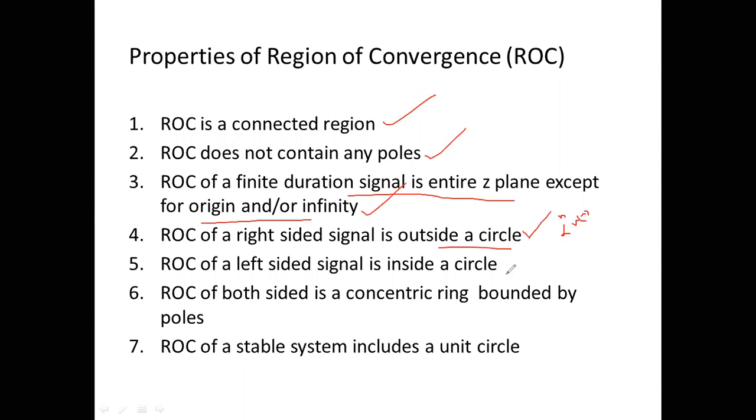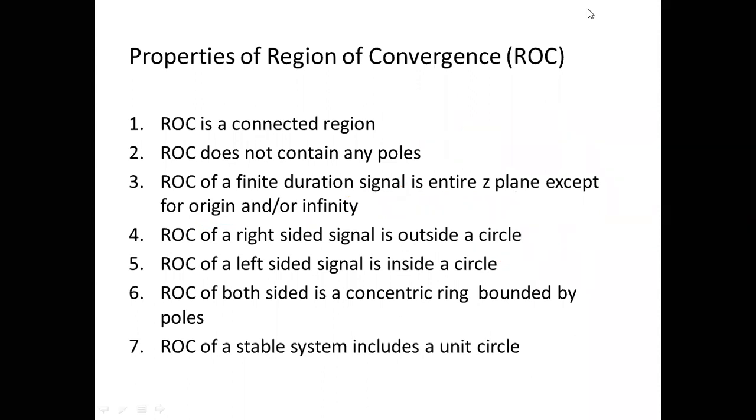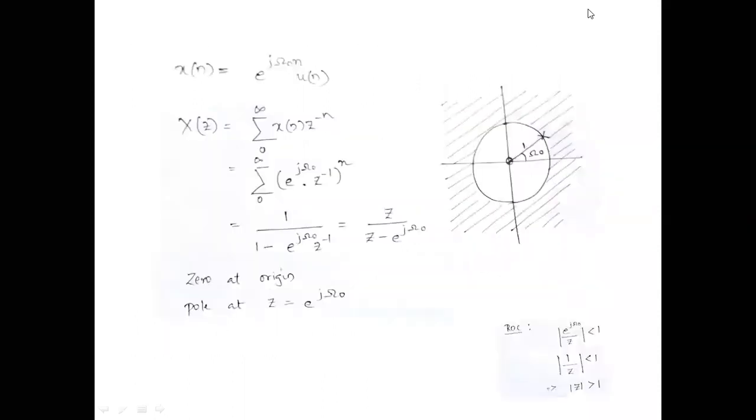ROC of a left-sided signal is inside a circle. Are we convinced with this thing? Let us see. ROC of a right-sided signal: you can see u of n, this is a right-sided signal, ROC is outside the circle.